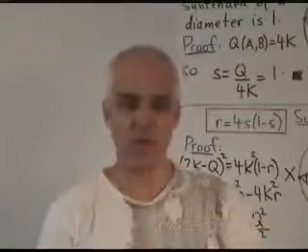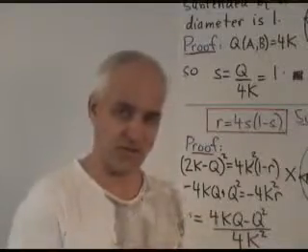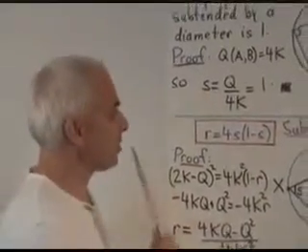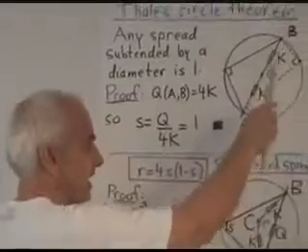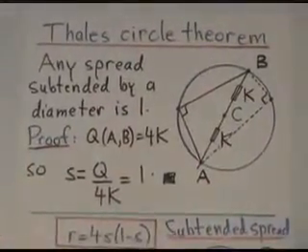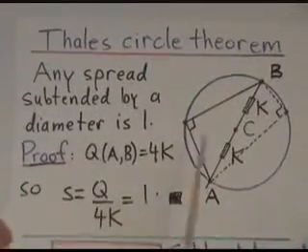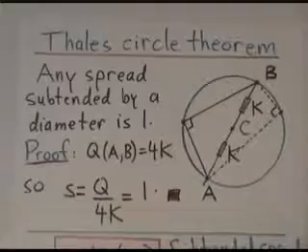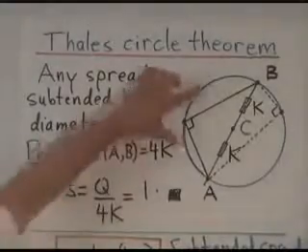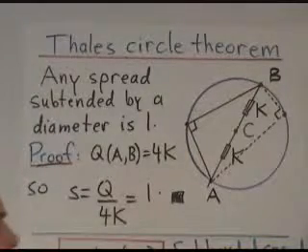So our next result is one of the earliest theorems of geometry. It goes back to Thales, a teacher of Pythagoras. Thales noticed that if you have a circle and a diameter, so AB is a diameter, a line through the center, then the spread subtended by that diameter is always 1. Or in traditional language, these two lines are always perpendicular. That's always a right triangle.